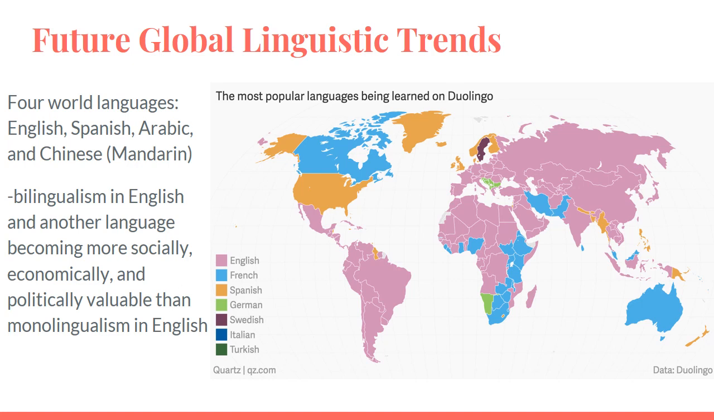Finally, Baker concludes with the point that bilingualism in English, regardless of whether English is the only world language or the only global language or the best language to learn, bilingualism in English and another language has become much more socially, economically, and politically valuable than just being monolingual in English. So being able to speak two languages, English and another language, is probably the most valuable thing that people can do.